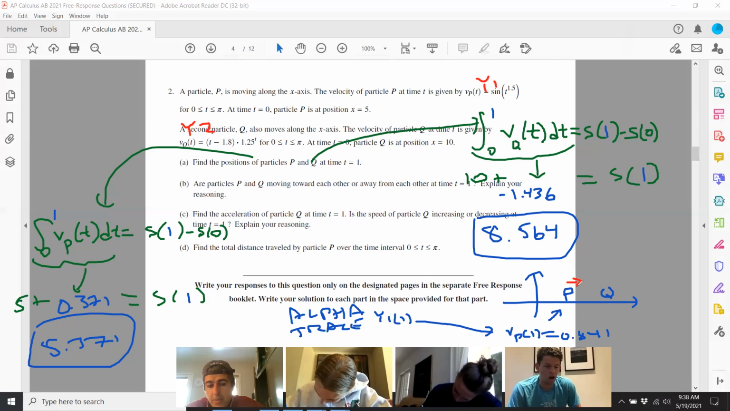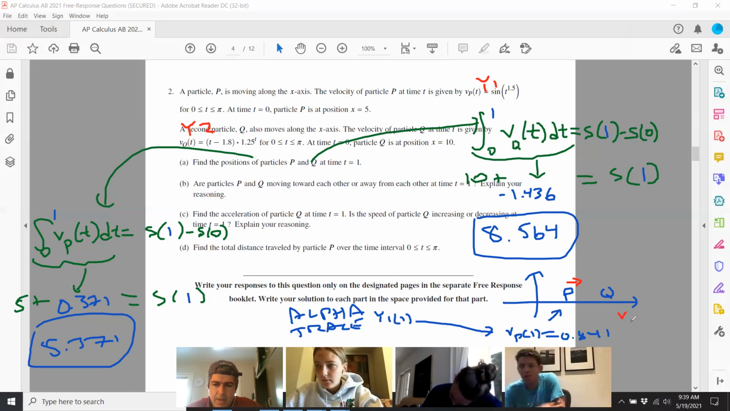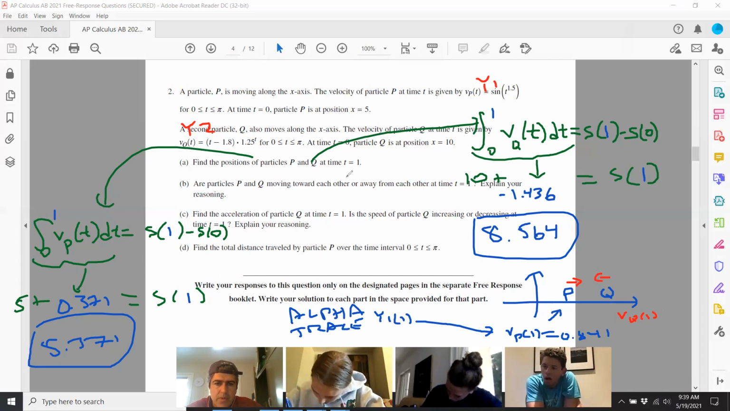Now what's happening to Q? Is that moving to the right or moving to the left? My guess is it's going to be moving to the left because they want it to go towards each other. But just to be sure, oh, that came out nice. Actually, it came out really nice. The velocity here is -1. So they're moving toward each other.